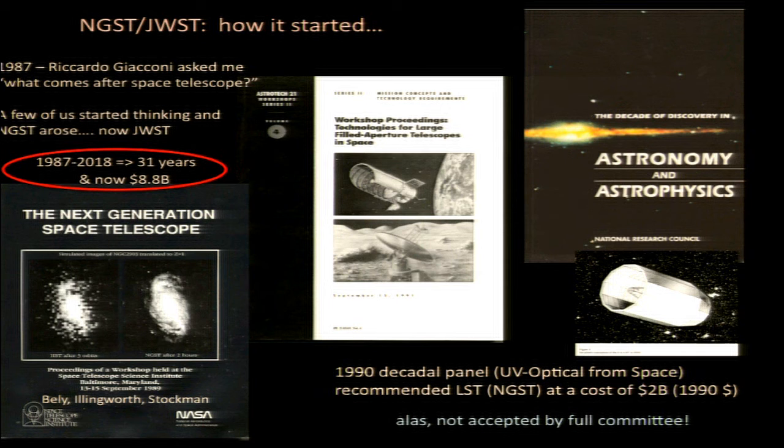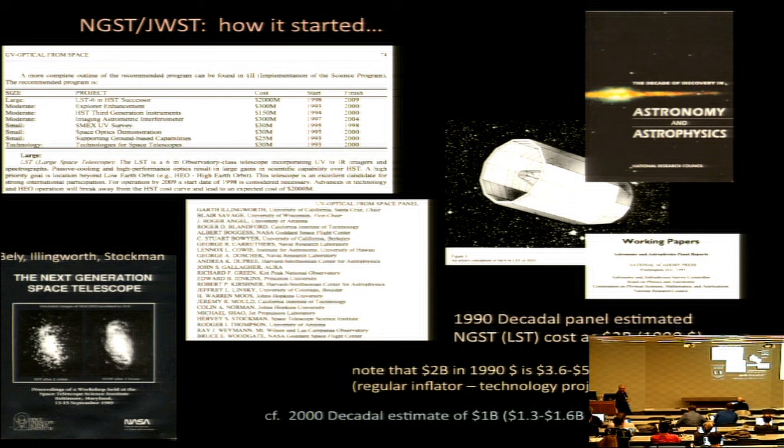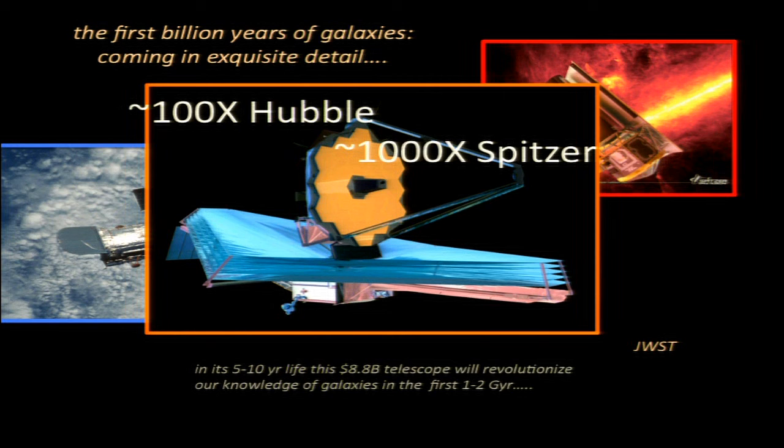And so quite a bit of work was done around that time. Even a panel in the decadal survey recommended that this be done in 1990. The overall committee turned it down. But what was amusing from my view of this, especially having been involved in the budget crisis with JWST in the last few years, was we did an estimate as a group with some input from folks, and we thought $2 billion in 1990 dollars would be appropriate for a 6-meter passively cooled telescope. This turns out to be, in current dollars, between 3.6 and 5.3, depending on the inflator, which is an awful lot closer than the decadal survey a decade later actually came up with, which was $1 billion, which would be 1.3 or 1.6. And as you know, JWST is now $8.8 billion life cycle cost.